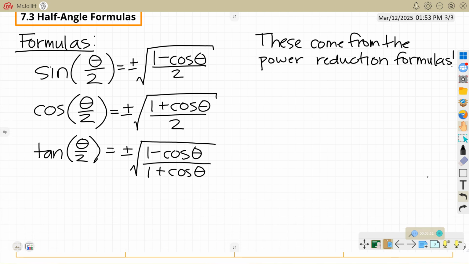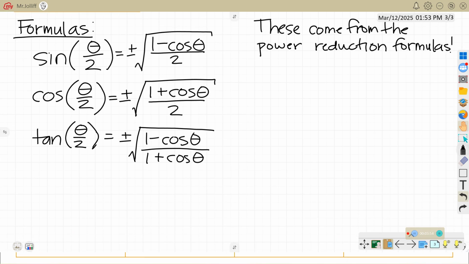And I'm not going to go through that derivation. If you're super interested, the book shows you very clearly those 3, and it's only like 2 lines. It's really fast. What I want to show you is 2 extra formulas for tangent and where those come from. So tangent gets 2 extra formulas that don't involve a square root, which makes them nice options sometimes.